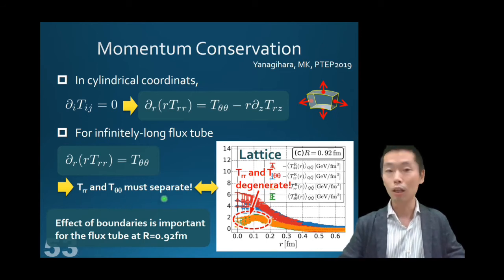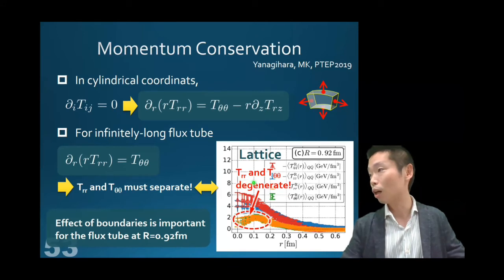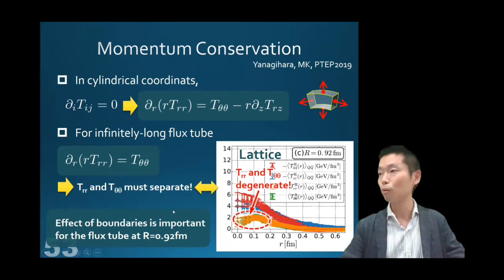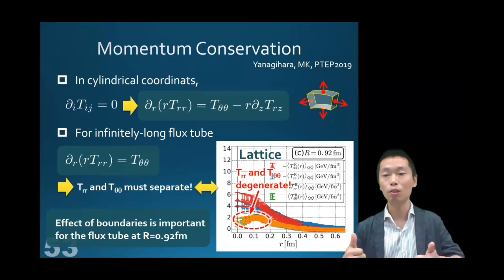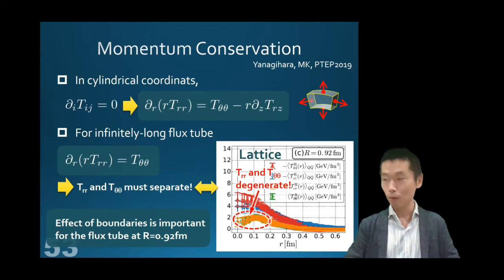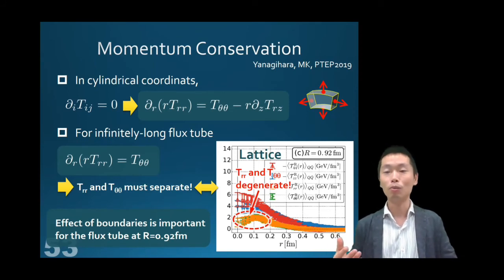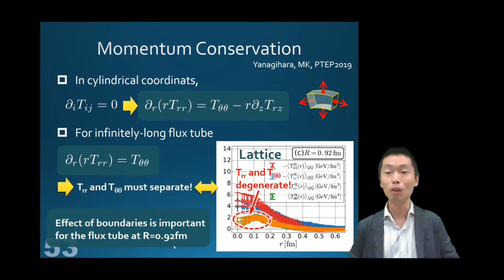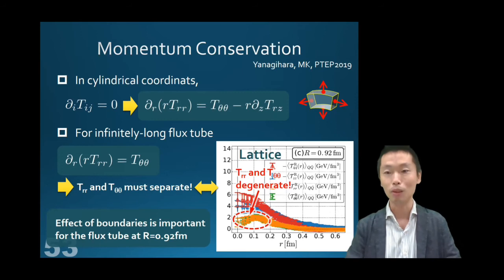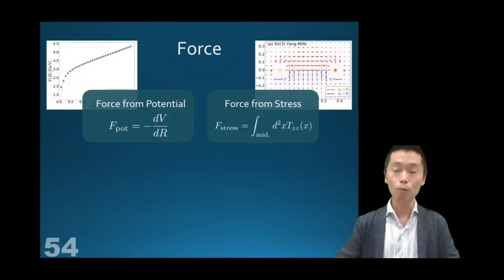So this conclusion contradicts the lattice result, which shows that TRR and T theta theta degenerate. So from this discrepancy, we conclude that the assumption of the infinitely long flux tube is wrong. In other words, the effects of the boundaries are important for the flux tube, even when the distance is 0.92 fermi. Some people analyzed the flux tube by assuming that the flux tube around this distance is infinitely long, but such an analysis is not justified. That's our conclusion obtained from the energy momentum tensor.